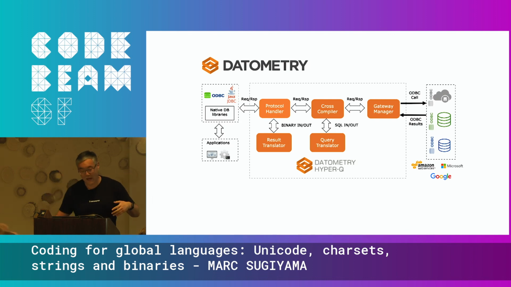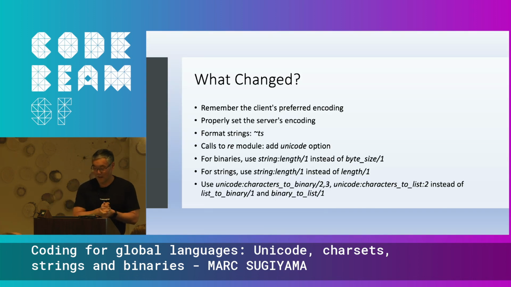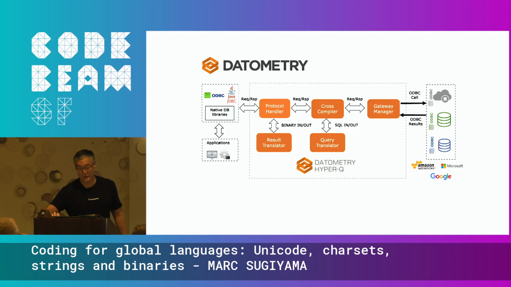We had to be able to respect that, and also make sure that we weren't mangling the data as it passed through our system. So what did we have to change? We had to remember what the client's preferred encoding was. We had to make sure that the backend server, the part that says Amazon, Microsoft, Google, we were talking to it in the character encoding that we expected, because it's a connection property, right? It's mostly through ODBC, so it's a property on the ODBC driver.